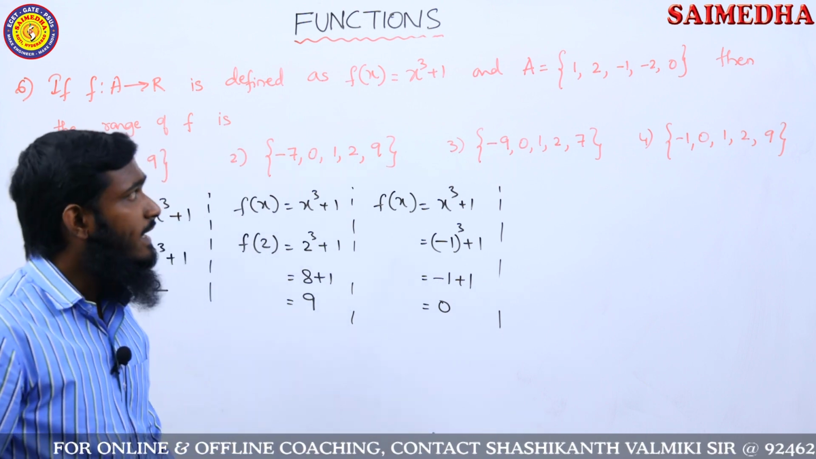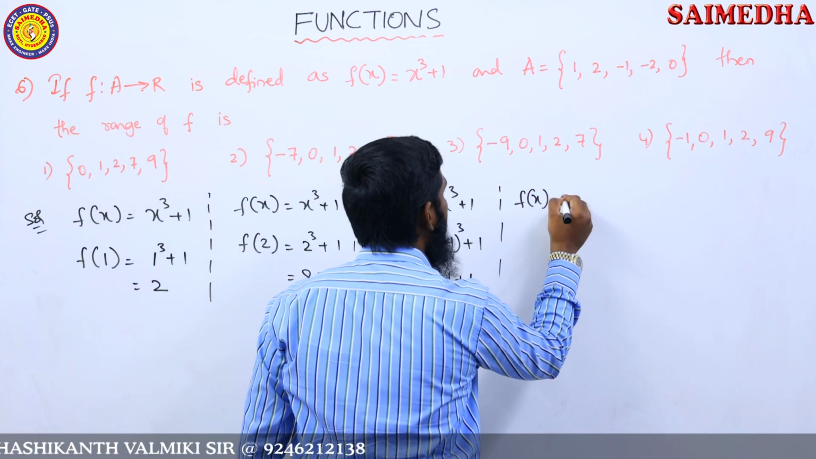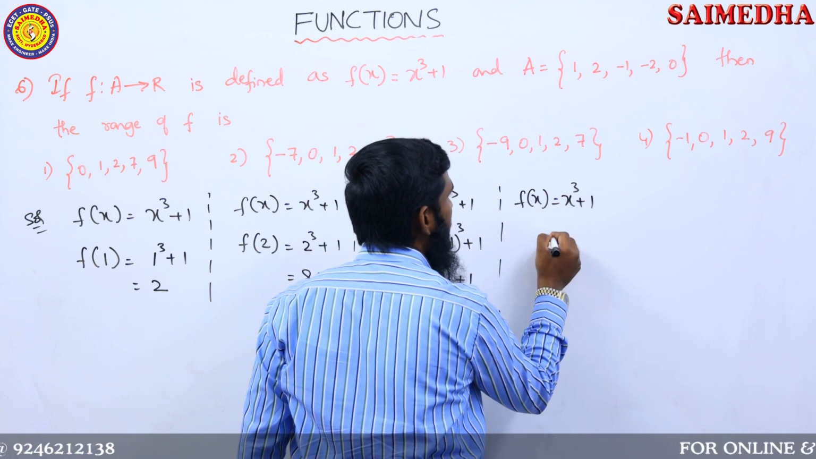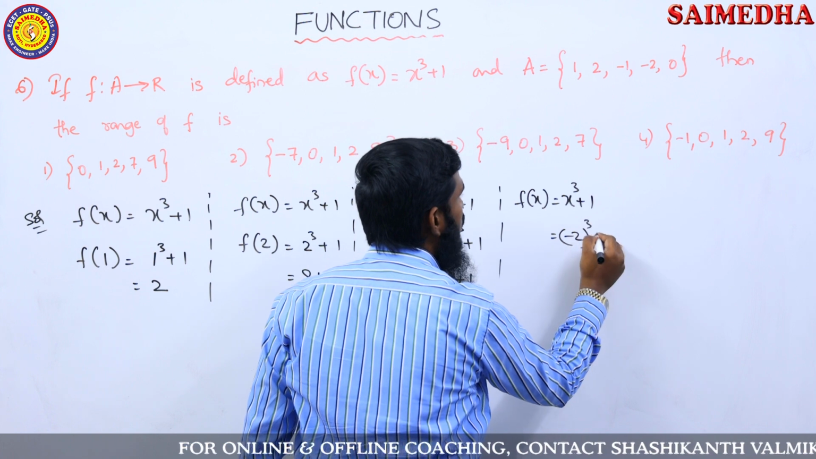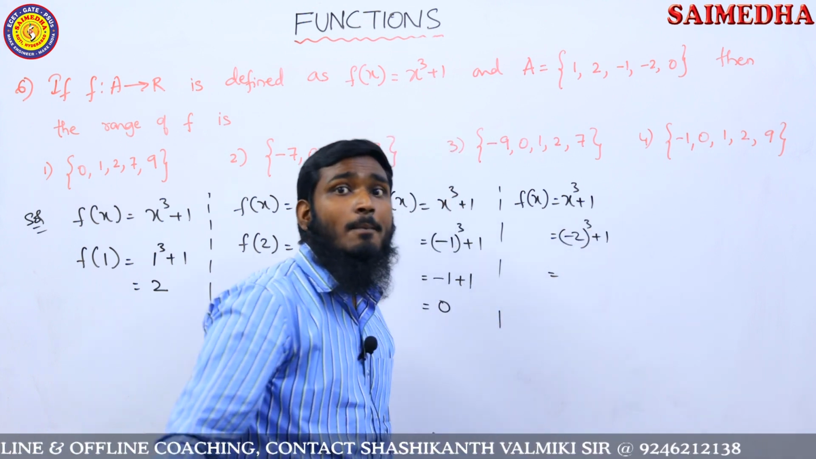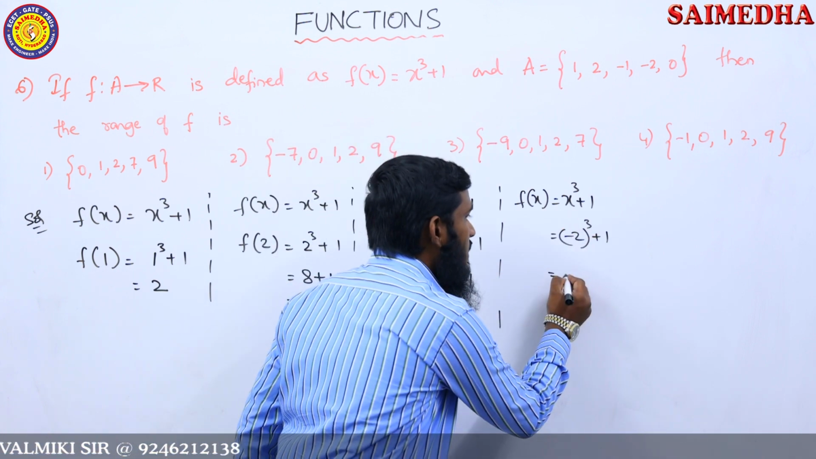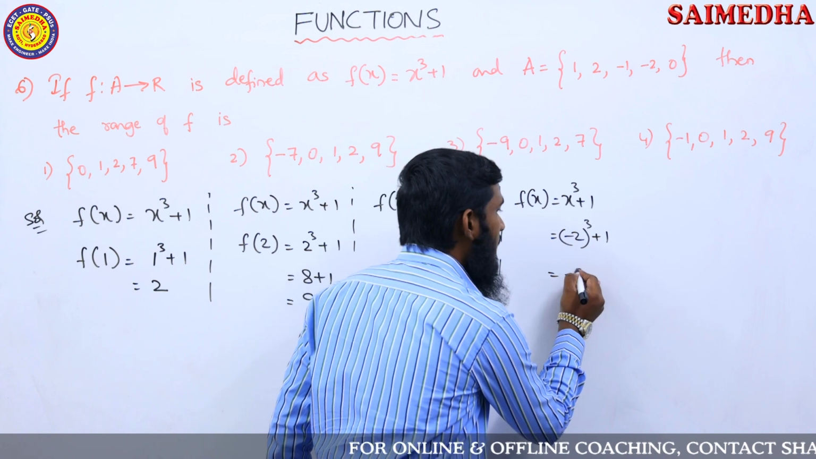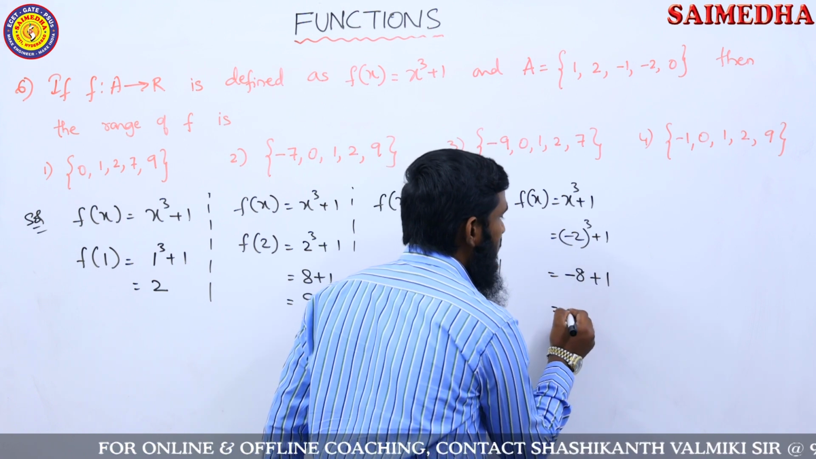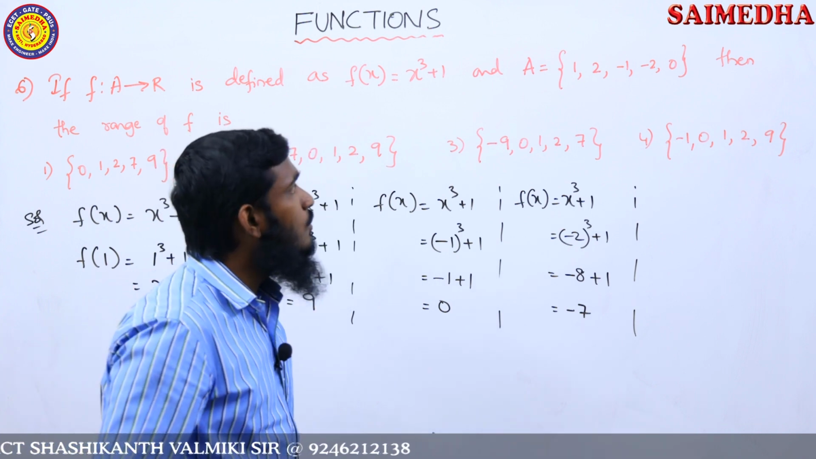Okay, next value is minus 2 that we have to take. So f of x equals x cube plus 1. In the place of x, minus 2 whole cube plus 1. Minus 2 whole cube, an odd power, will be minus only. 2 cube will be 8. So minus 8 plus 1 equals minus 7. Okay, now the last value, what is it?